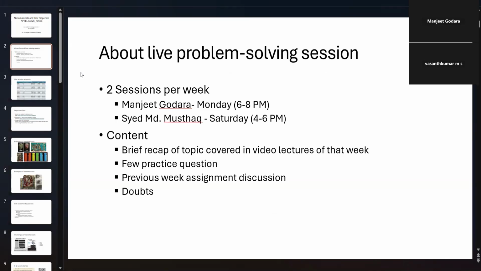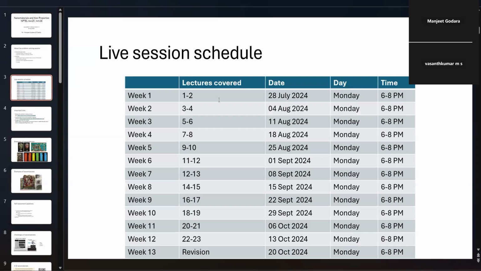We'll mostly discuss what was covered in the lectures that week and do some practice questions, which may be different for post TAs. And then we'll discuss the previous week's assignment for checking problem. So you don't necessarily have to attend both the sessions. You can attend any. My session is always on Mondays. It will be on 11th August.